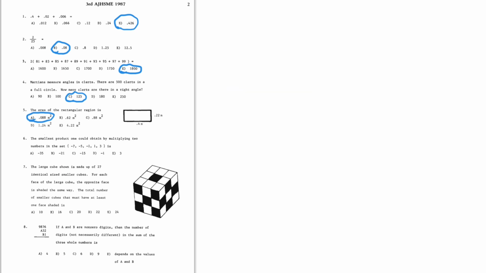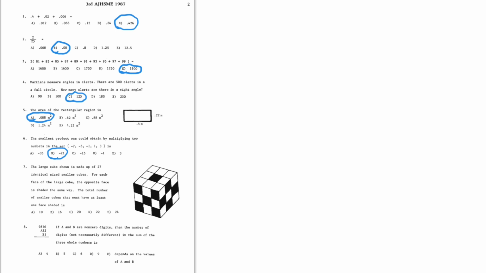Number 6. The smallest product one could obtain by multiplying two numbers in the set -7, -5, -1, 1, 3 is. So the smallest product must be one negative and one positive in this case. The smallest number is -7. The largest positive integer is 3. Therefore, the answer is -21. So the answer is B.